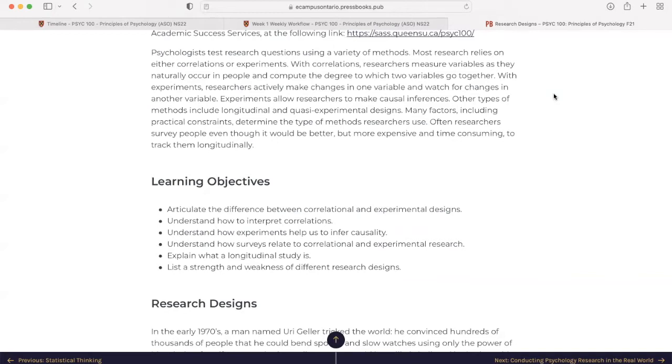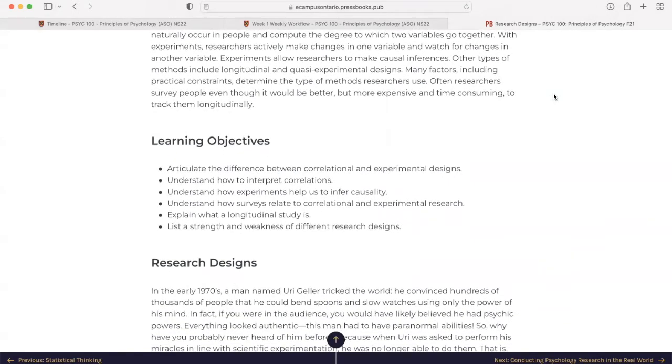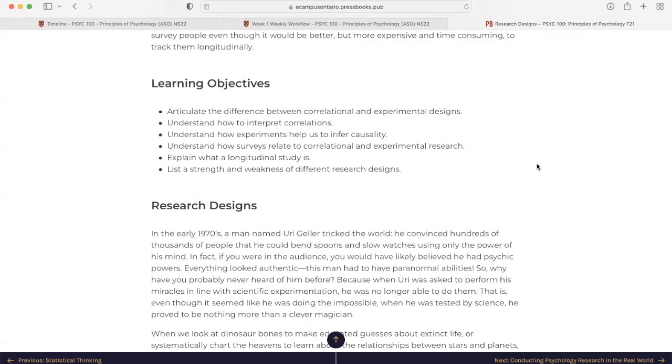The learning objectives for this chapter, and I am not a teacher, I am a student, but this is what I keep in the back of my mind as I study the material, is articulate the difference between correlation and experimental designs. Understand how to interpret correlations. Understand how experiments help us to infer causality. Understand how surveys relate to correlation and experimental research. Explain what a longitudinal study is. List a strength and weakness of different research designs.